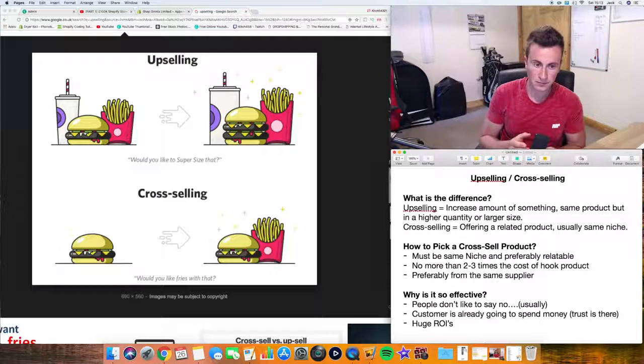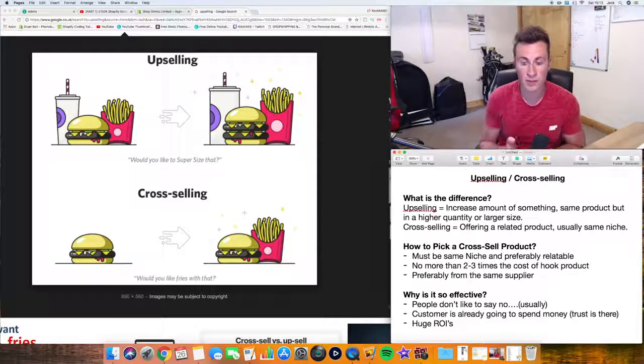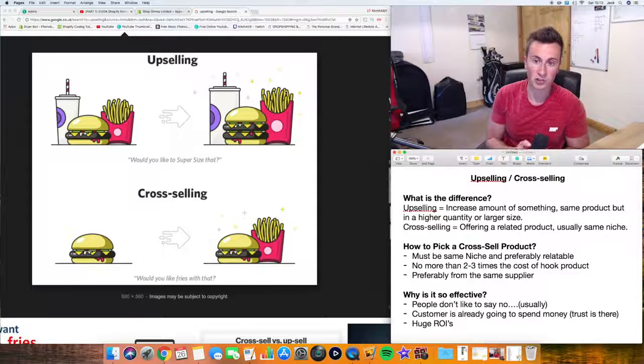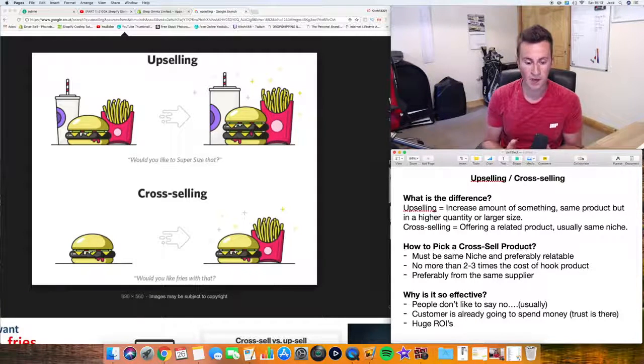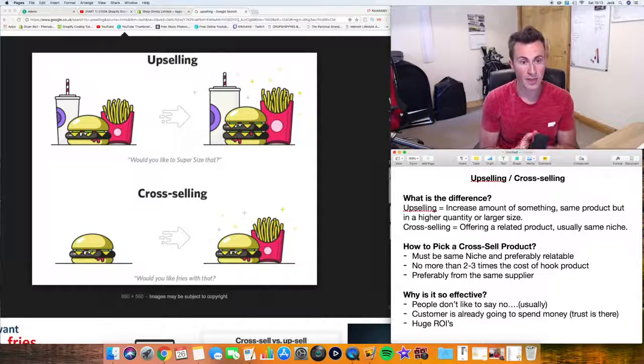Cross-selling then, similar, however, it's usually offering a different product. However, it's a product that's relatable and within the same niche. So going back to the coffee example, if someone's buying coffee beans, you might offer them a coffee mug or a coffee mug mat or something that's in the same niche and has the same appeal to the customer. So in simple terms, that's the difference.